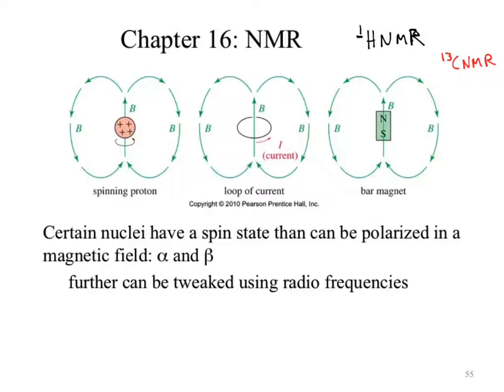Okay? So what happens? We take our sample and we drop it in a giant magnet. That giant magnet now has its own magnetic field. Our nuclei can either align with the magnetic field up or they can align against it. That means there's 2 possible energy states. Okay? So we get spin states with our nuclei. That's what's happening with our magnets.